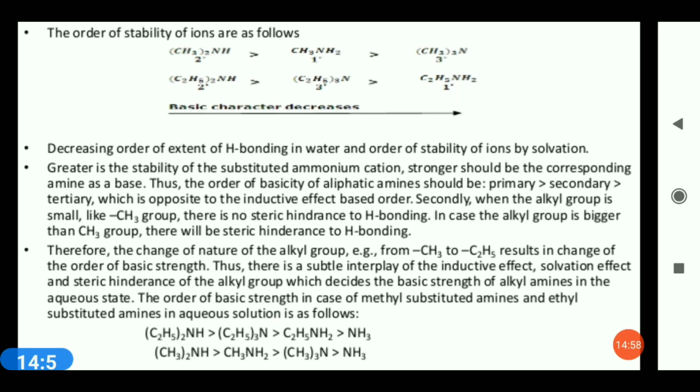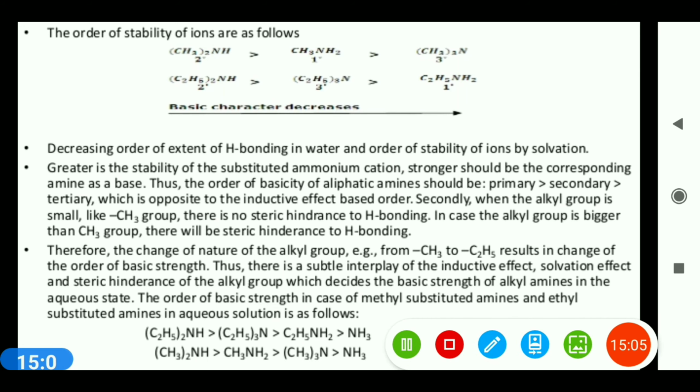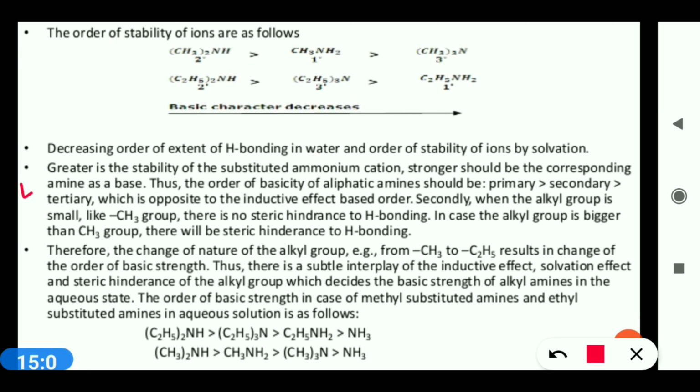Decreasing order of extent of hydrogen bonding in water and order of stability of ions by the solvation. Greater is the stability of the substituted ammonium cation, stronger should be the corresponding amine as a base. Thus, the order of basicity of aliphatic amines should be primary, secondary, tertiary, which is opposite to the inductive effect based order.